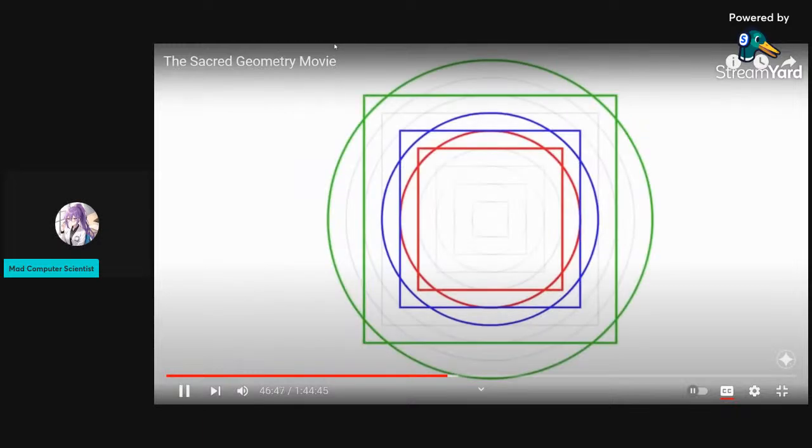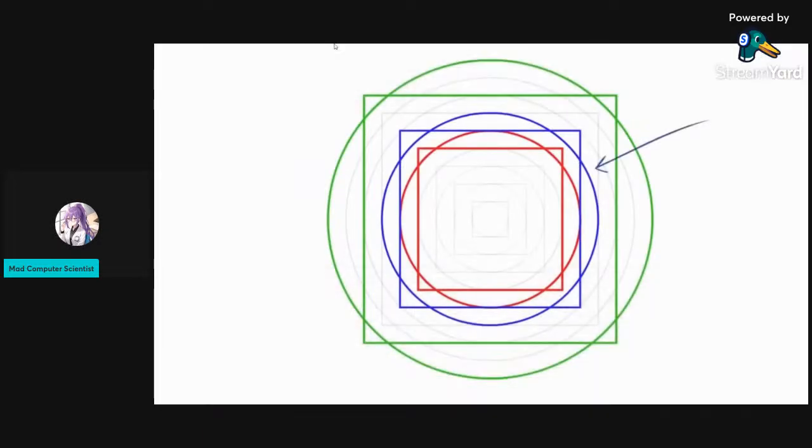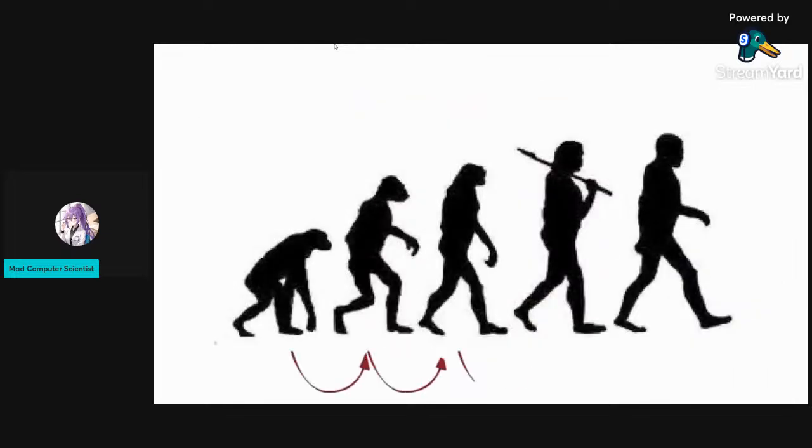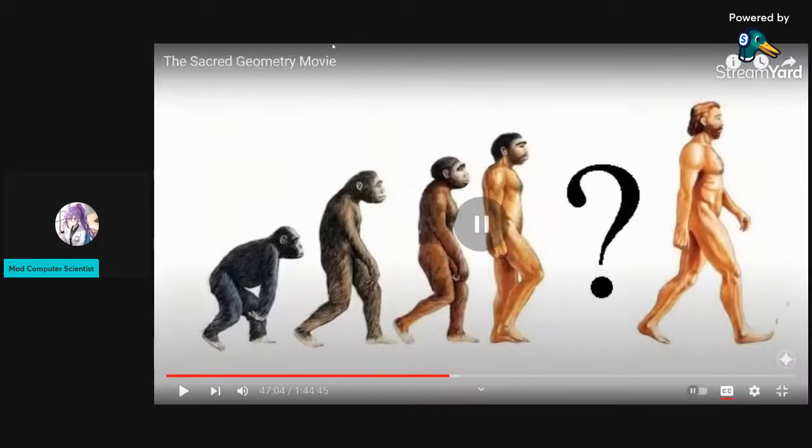As we just saw in the geometry, we are currently in a disharmonic state of being, but we are just about done with it. In doing so, we are moving into a new state of being. We are transferring from the second level of consciousness to the third, also called Christ consciousness. If we look at evolution in Earth's history, we always seem to make random jumps. There are always missing links in the evolution.